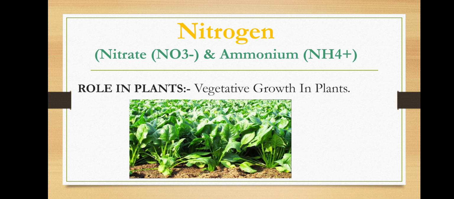And ammonium is mainly found in waterlogged soils, where, for example, rice will absorb nitrogen in the form of ammonium ions. When we go to the role in plants, the main role of nitrogen is vegetative growth in plants. Vegetative growth means the growth of the plant that goes on before flowering.